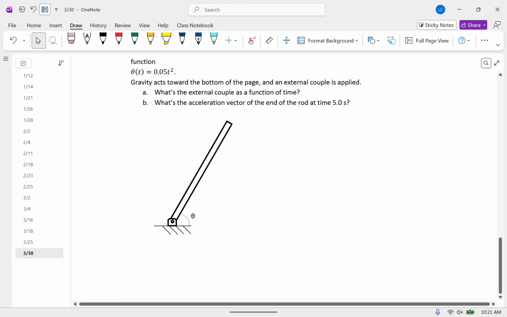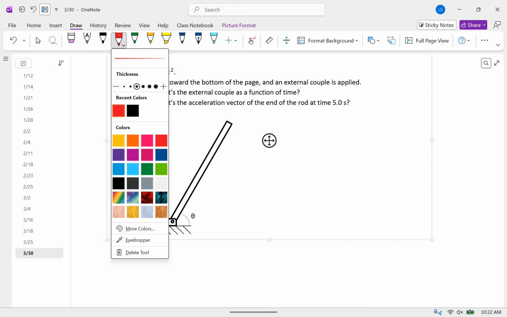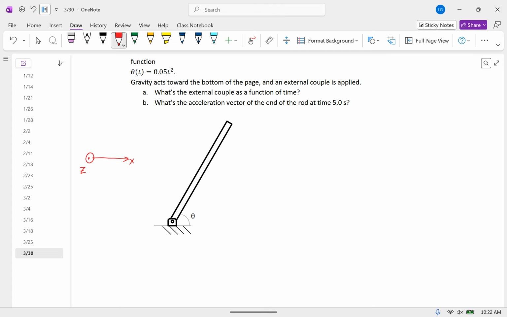Okay, so I'm going to use my usual coordinate system, with z coming out, x, y. And we're given the angle as a function of time. Gravity acts toward the bottom of the page. What's the external couple as a function of time?